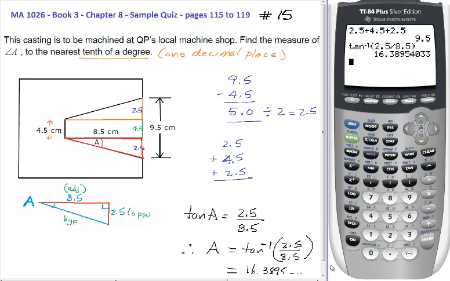How are we supposed to put the answer? And it's 1/10 of a degree, which is 1 decimal place. So we need to round this to 1 decimal place. So this is an 8, therefore that's got to go up to 0.4. So my final answer, angle A here, is equal to 16.4 degrees. There's your final answer right there. Okay, hopefully that helped.